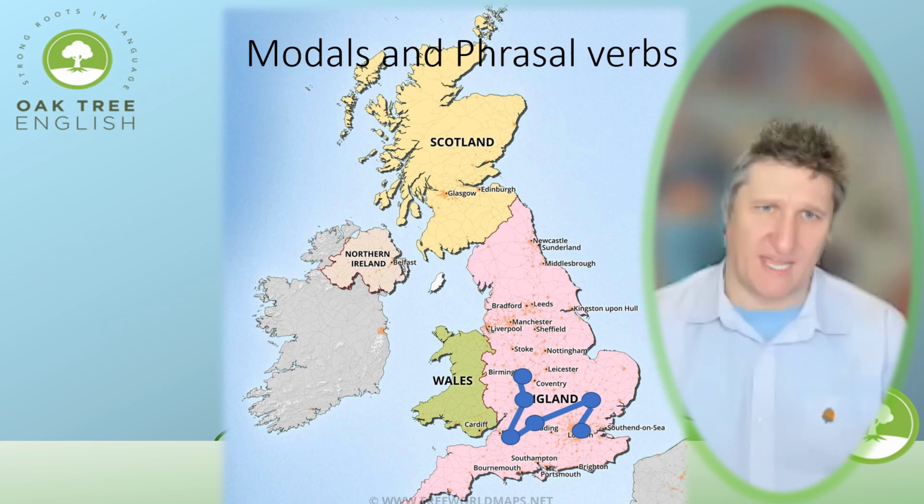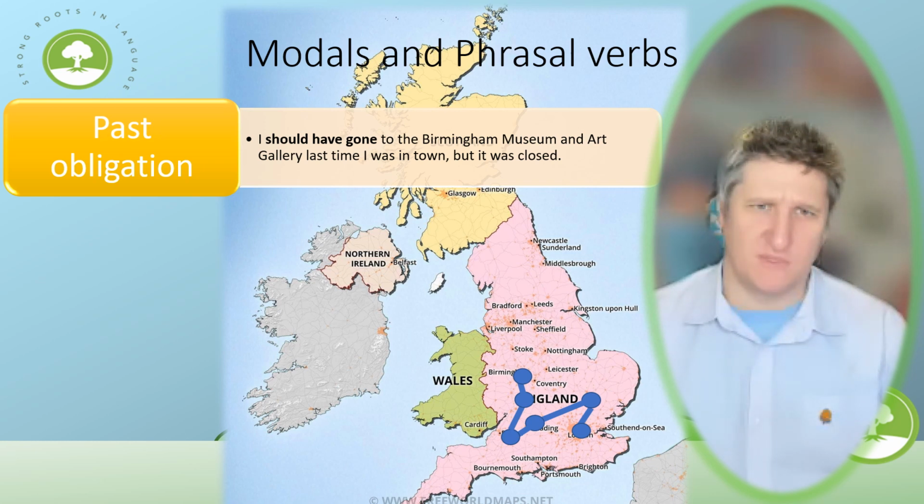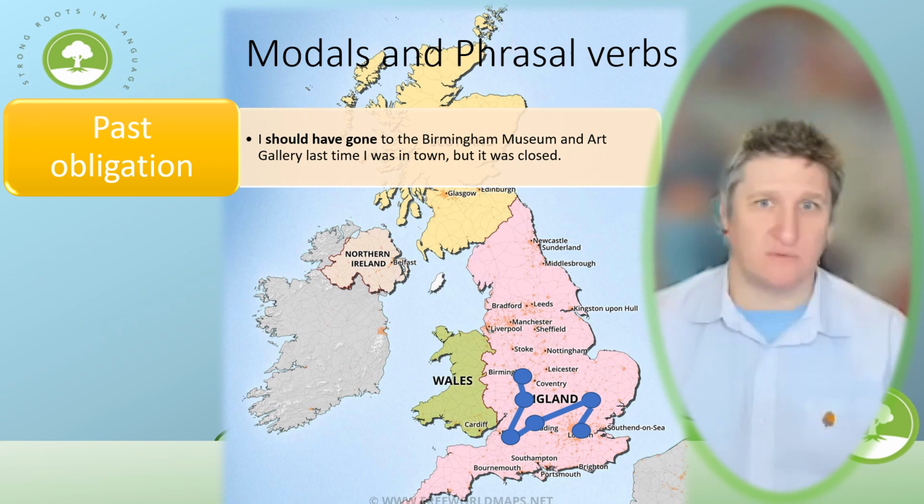To use these in the past, you follow them with have, never of, and follow a perfect formulation. This includes obligations such as I should have gone to the Birmingham Museum and Art Gallery last time I was in town, but it was closed. Which is sad because it's a brilliant museum if anyone fancies going there. You can express possibility using could have, might have, or may have.